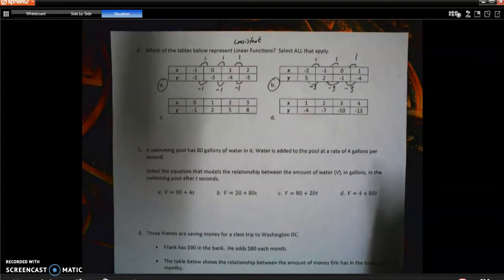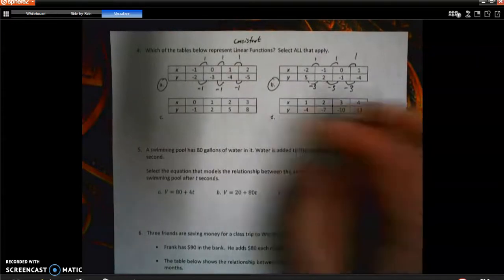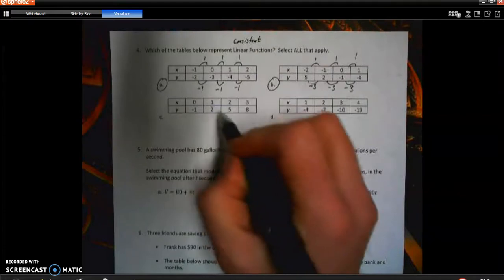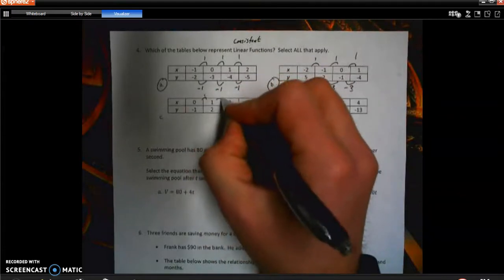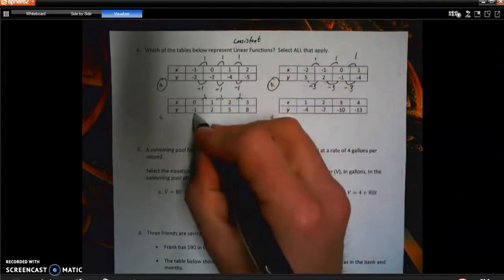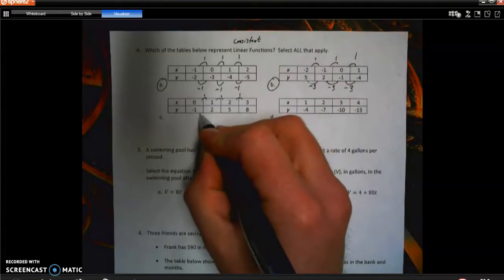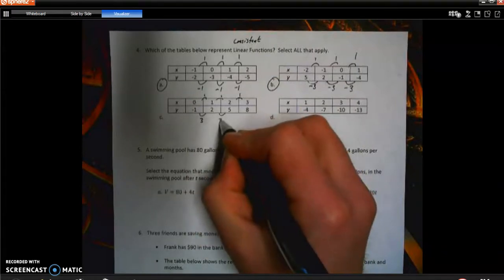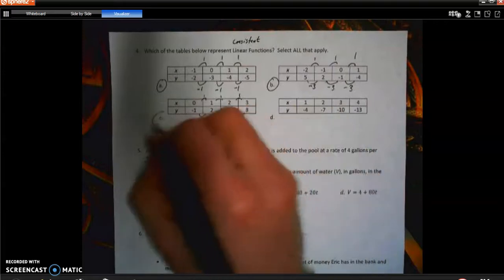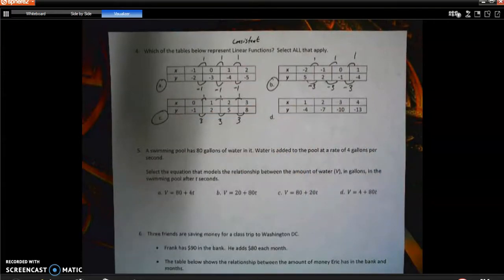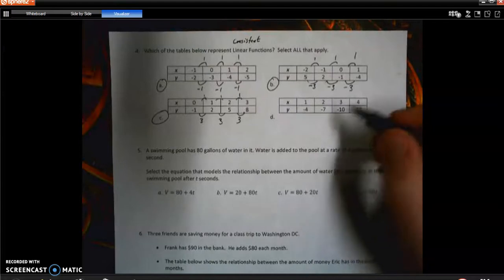I'm actually afraid this might not be linear. We'll find out. 0 to 1 to 2 to 3. It's going up 1, up 1, up 1. -1 to 2, that goes up 3. 2 to 5 is up 3. 5 to 8 is up 3. That is linear also. I wonder if this last one's going to be linear.